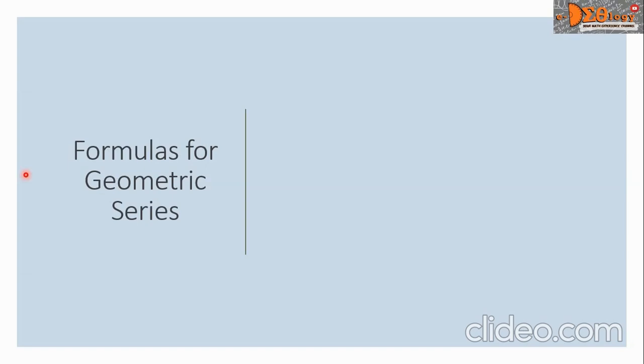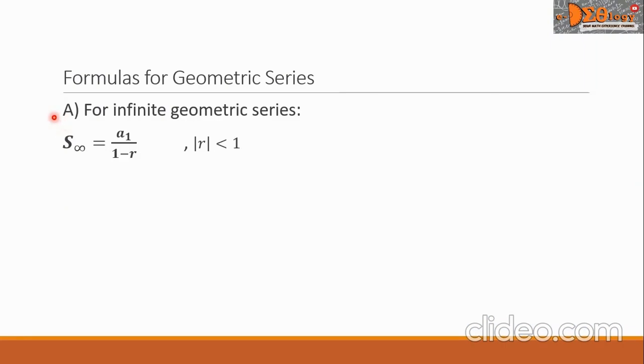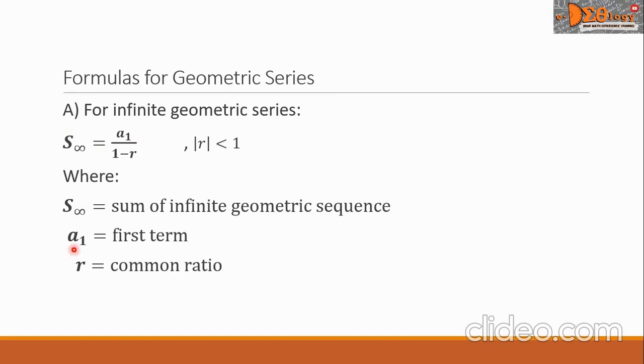Let us now discuss formulas for geometric series. The first formula is for infinite geometric series. The formula is S sub infinity equals a sub 1 over the quantity 1 minus r. A sub 1 is the first term and r is the common ratio. There is one important note here: the absolute value of r, the common ratio, must be less than 1.